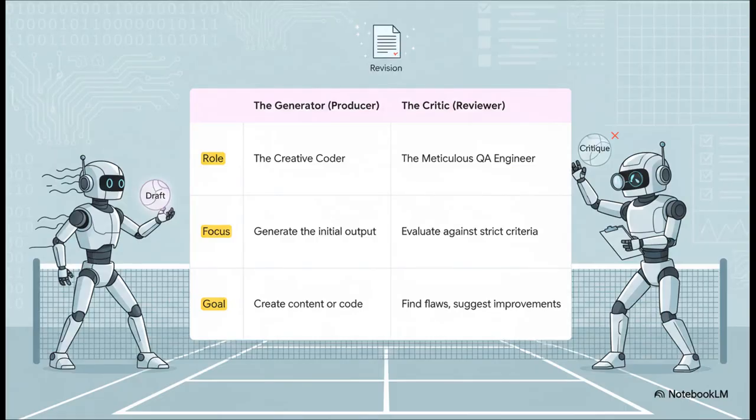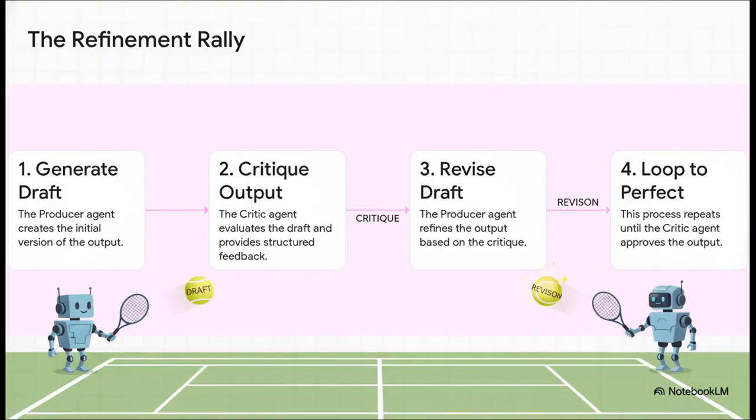And this is where you can really see how the roles are split. The generator, think of it as your brilliant, super creative, but maybe a little rushed junior developer. They're great at getting something on the page quickly, but yeah, they might cut a few corners. The critic, that's your senior QA engineer, meticulous, detail-obsessed. Their entire reason for existing is to find every single flaw, every potential bug, and make sure that what gets shipped is absolutely top-notch. And this whole back and forth creates what I like to call the refinement rally.